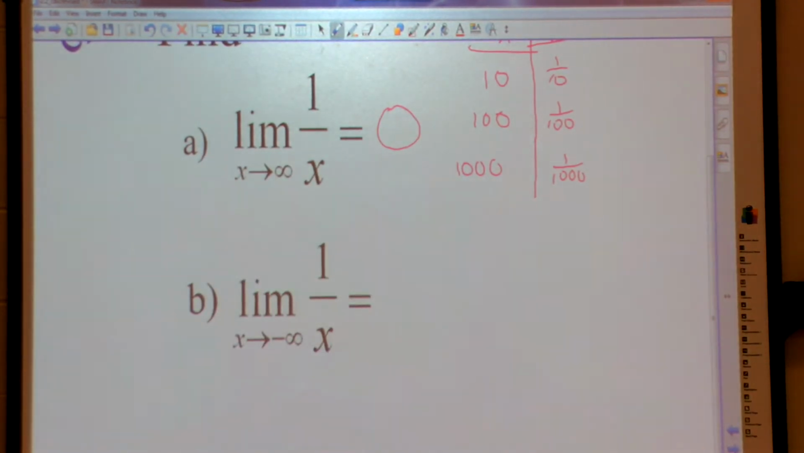Another one. Limit as x goes to negative infinity, 1 over x. Use a table again, x and y. Now I'm going to pick negative 10. What will I get? If I plug it in, negative 1/10. Right? Plug in negative 100, because this time I'm going towards negative infinity. I get negative 1 over 100. Negative 1,000. I'm going to get negative 1 over 1,000.